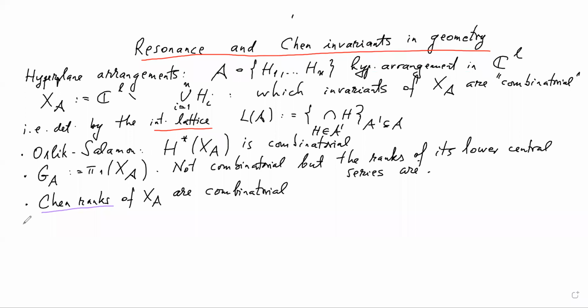So what are the Chen ranks of a group? Suppose I start with G, a finitely generated group. You should have in mind, say, a fundamental group of a hyperplane arrangement, a fundamental group of a compact smooth projective algebraic manifold, or Torelli groups, and so on. You form the lower central series of the group, just like you learn in algebra 2. You start with gamma 1 of G, which is G, and then you start taking commutators.